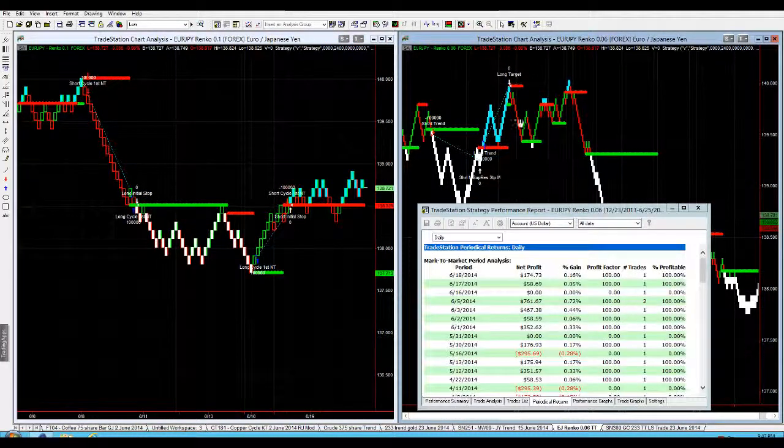Now remember, this is on a 6 brick Renko, so 6 pips per brick. This one on the left hand side is a 10 brick Renko, which is 10 pips per brick. You can see it didn't trade on the 20th. The only trades were the 30th of May, the 31st, all the way up until the 5th of June. So during that period, it actually had all winning trades during the period that the cycle trade had losers.